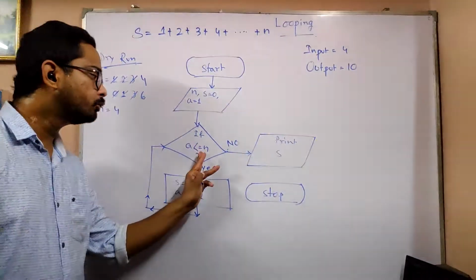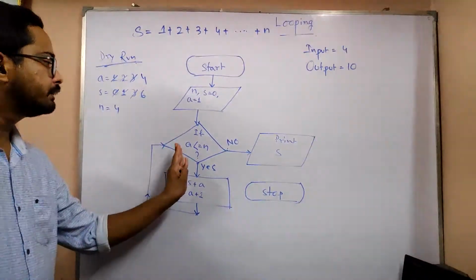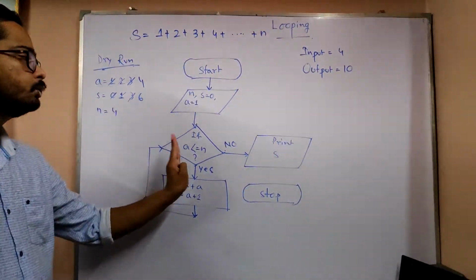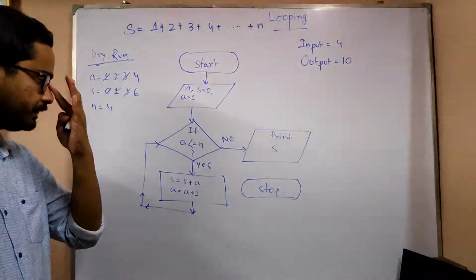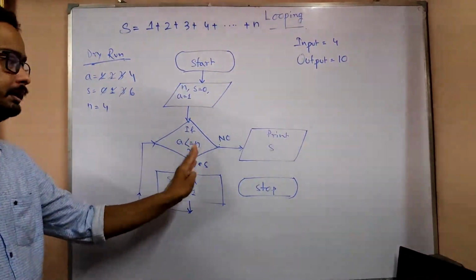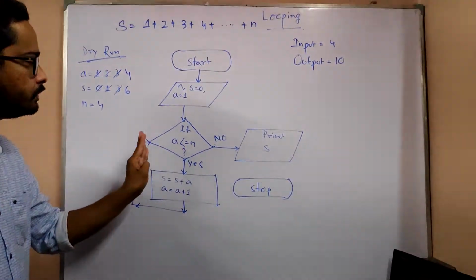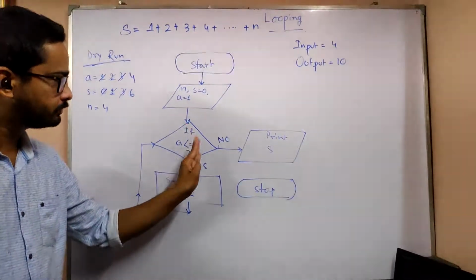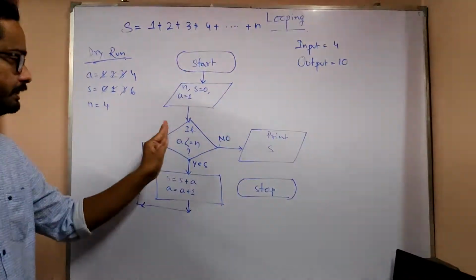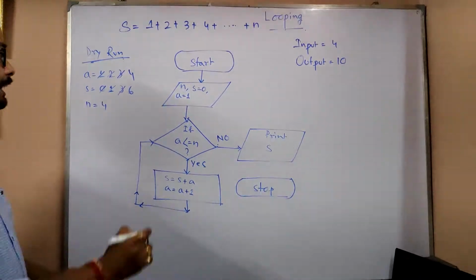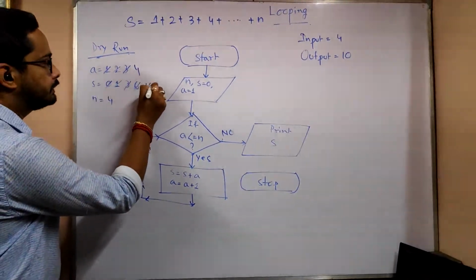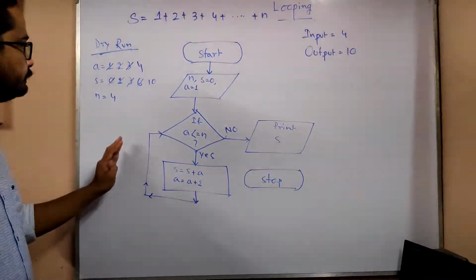If no equals sign was given, when the value of a becomes 4, the loop would be terminated. That means it would not satisfy. But here the equals sign is given. So 4 is less than or equal to 4. Not less than but equal to 4. So again it will jump into the process box. And the 4 will be added with 6 and the ultimate result will be 10.